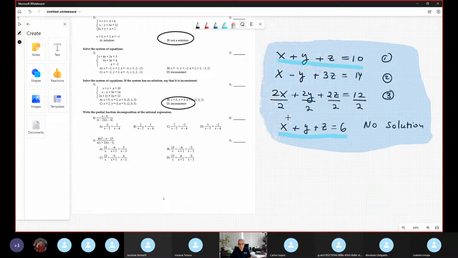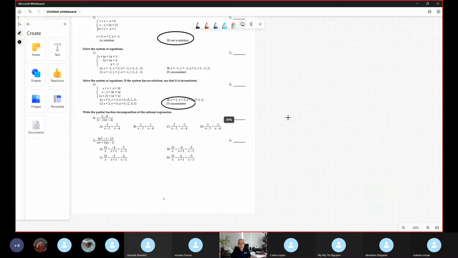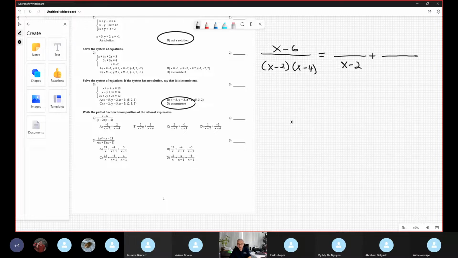So, one application of the system. Number 4: x minus 6 divided by x minus 2 times x minus 4. You write the partial fraction decomposition for the rational expression. We have two expressions because we have two factors in the denominator. And by the way, these factors are non-repeated, they're different. And you put A, B.